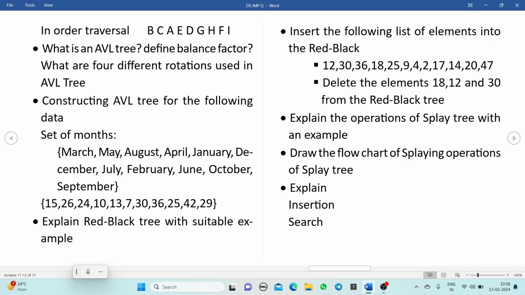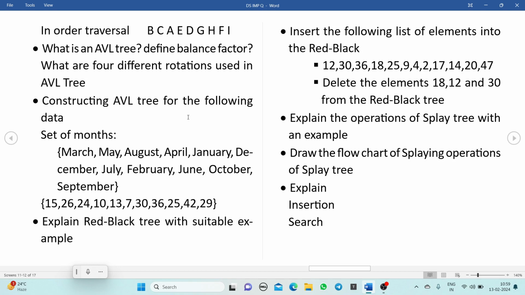Next, on AVL trees, what is an AVL tree? Define balance factor. What are the four different rotations used in AVL tree? So this is also said to be one of the easy and important topics from unit 3.